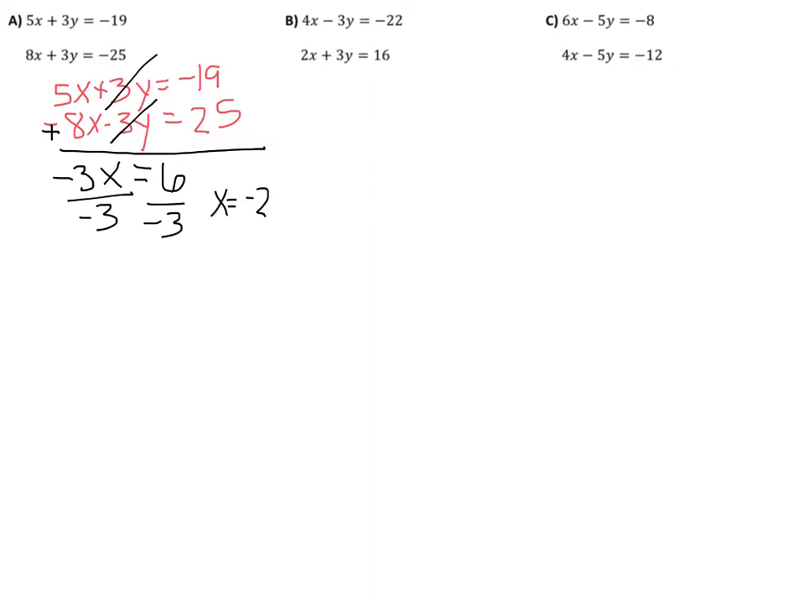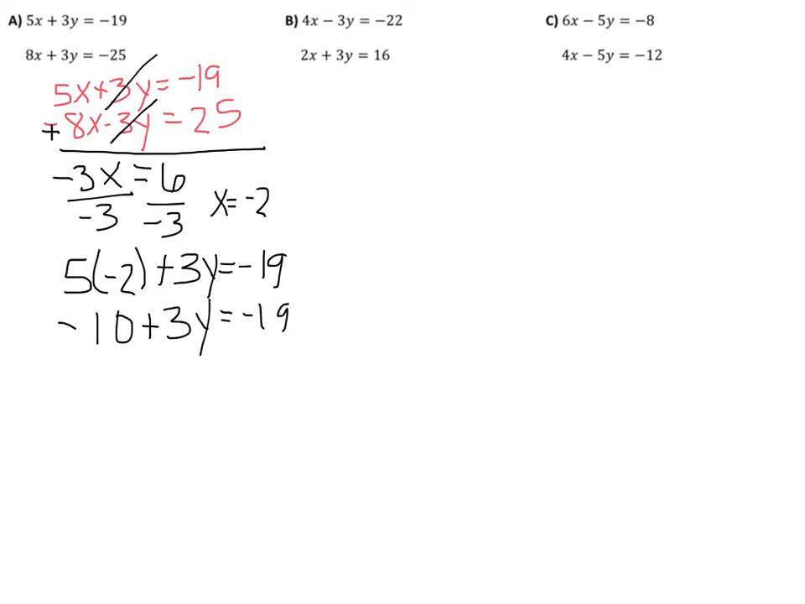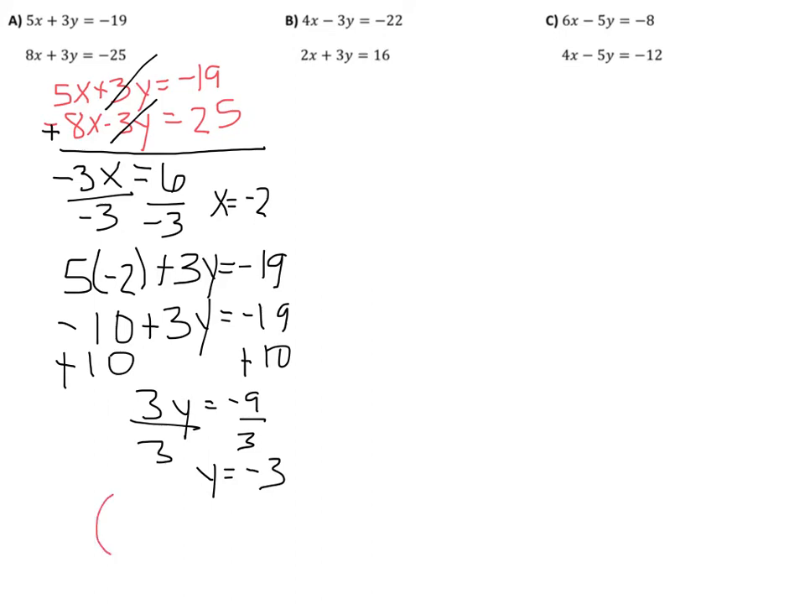Now that I have one variable, I can go ahead and plug it in. I'm just going to plug it into my first equation. So I have 5 times negative 2 plus 3y equals negative 19. I'll have negative 10 plus 3y equals negative 19. I'm going to add 10 to both sides. So I have 3y equals negative 9. I'll divide by 3, and y will be equal to negative 3. So my final solution is going to be negative 2, negative 3.